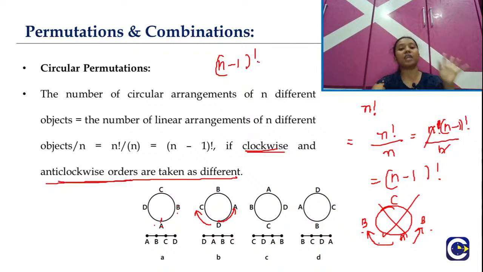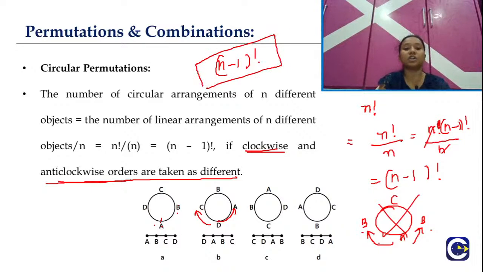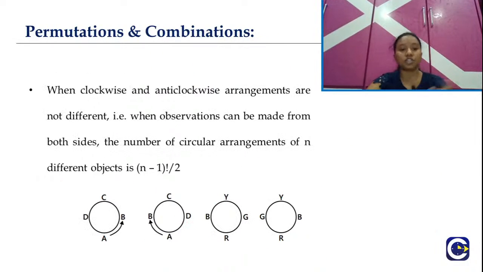So if we have n different objects, the number of circular permutations is simply given by n minus 1 factorial if the clockwise and anti-clockwise orders are taken as different. So the next case will be if they are the same. Here you can identify the example that it can be AB if we go by anti-clockwise, and even if we go by clockwise, it's AB.